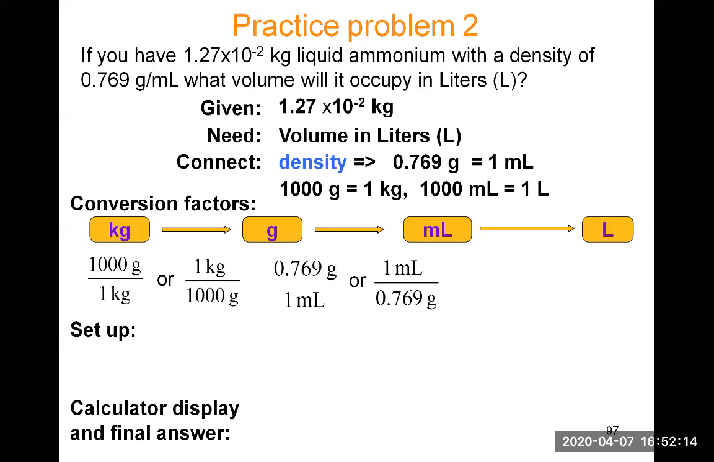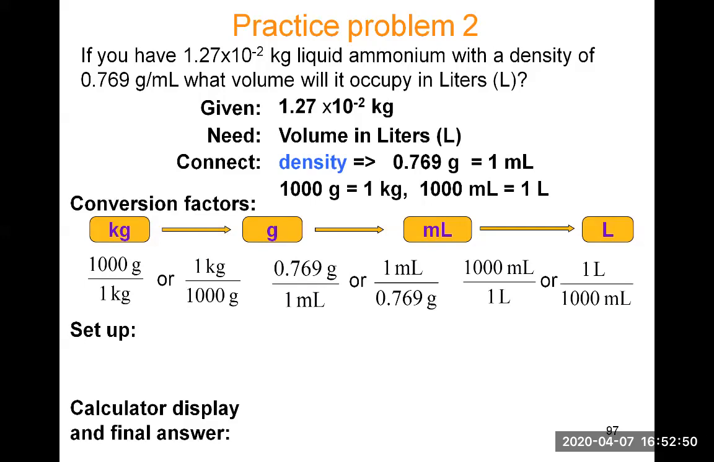Then the third conversion factor. To find out which one you will use, you want to look at the second conversion factor that you have, which is the 1 milliliter over 0.769 grams, and you want to cancel the milliliters. So the next conversion factor has to have the milliliters on the bottom and liters on top, so that we can cancel milliliters. So now when we put this all together, the setup will look like that.